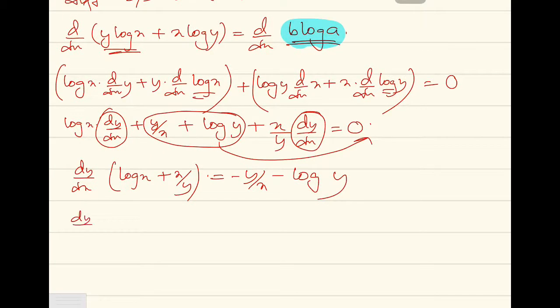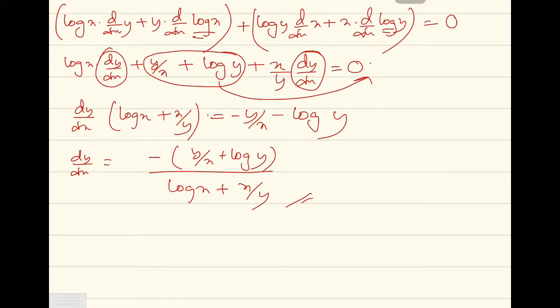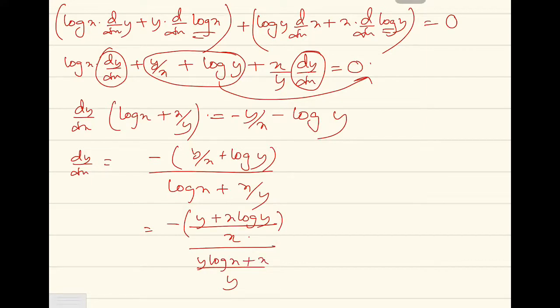Finally, dy by dx equals minus common y by x plus log y, divided by log x plus x by y. You may say this is the answer, but let's try to simplify a little. There is no harm in simplifying. So what I do, I'll take x common, LCM in the numerator, so I'll get y plus x log y divided by, minus is still there, y LCM, y log x plus x, correct?